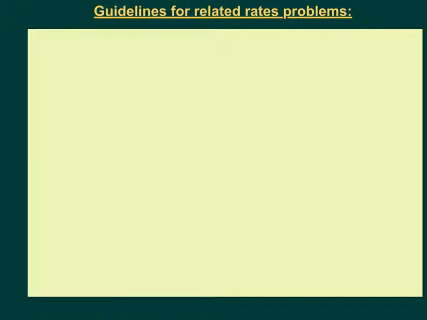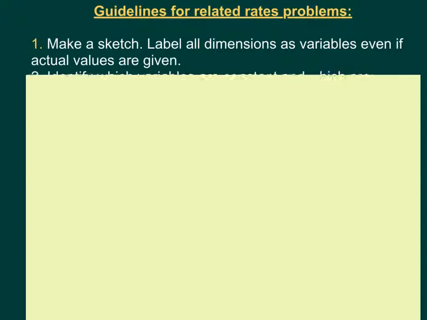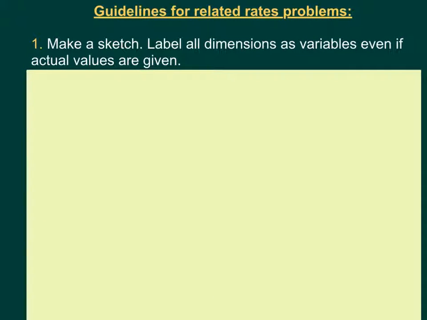Okay, so here are some guidelines for related rates types of problems. Here is a set of guidelines that are good to follow. If you do this in every single one of these types of problems, you should be pretty okay. Step 1: Make a sketch. Whatever you're given, make some sort of sketch. Draw a picture. Label all the dimensions that we know, or that are given, as variables, even if we know what the actual values are. Even if we're given a radius of 5, or a height of 7, in our original sketch, label it as variables, because some of those are going to be changing.